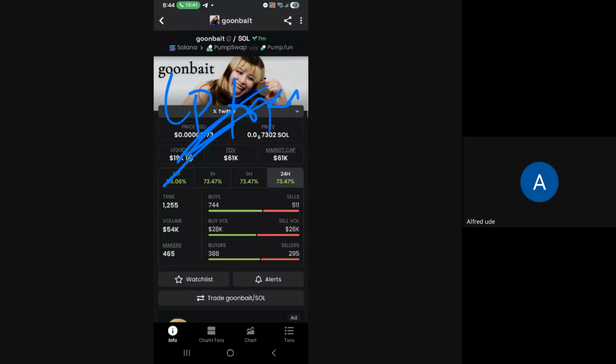So at that point, you are not able to access, control, or remove liquidity again for life. You're not able to remove liquidity again for life.